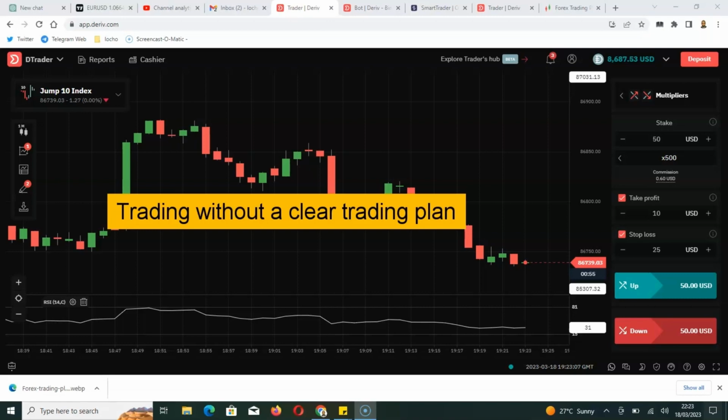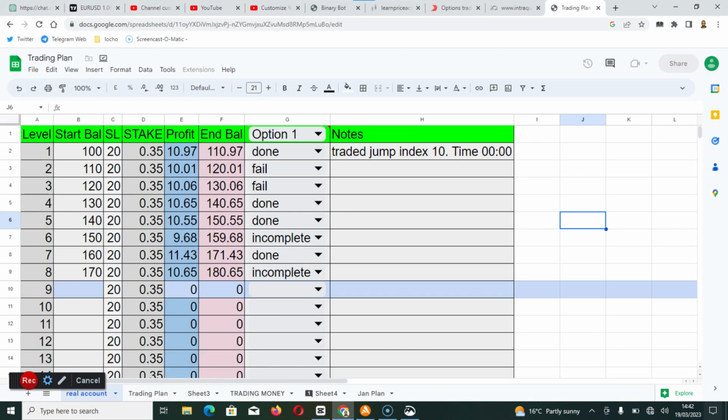You trade without a plan, then you lose and finally start blaming the bot sellers. So you should have a trading plan in place before starting to trade. And here is a sample of a trading plan, so you can customize this so that it suits you.